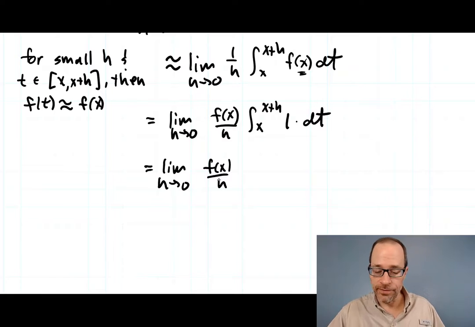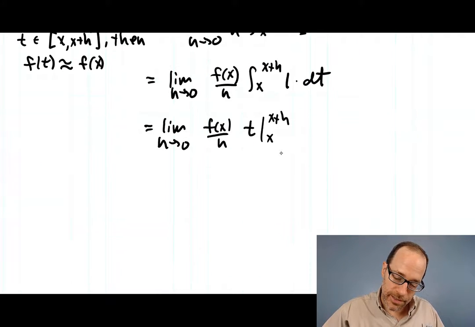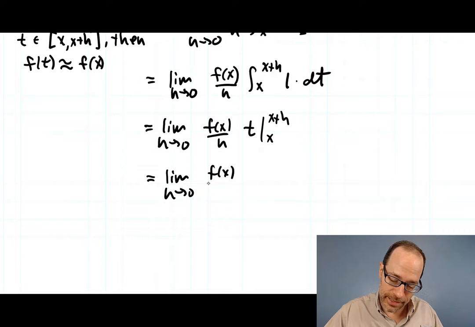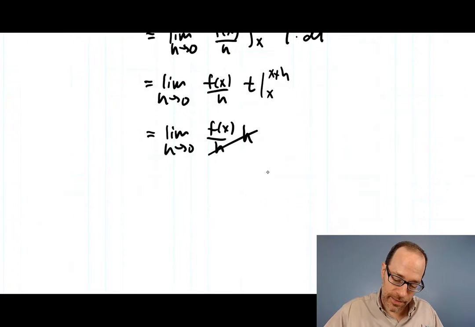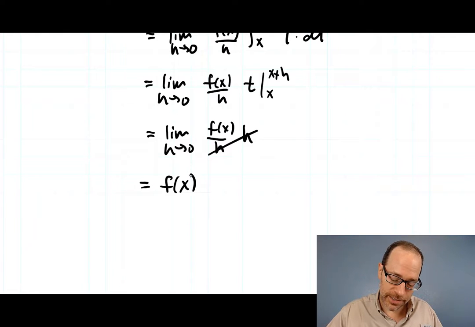Now that function is easy to integrate. The antiderivative is just t, so we get t evaluated from x to x plus h. Since this is an area of a rectangle, it's no surprise that what we get, the x plus h minus x, will just be h, so they cancel. And then all the h's are gone. F of x is a constant as far as h is concerned, so the answer is just f of x.